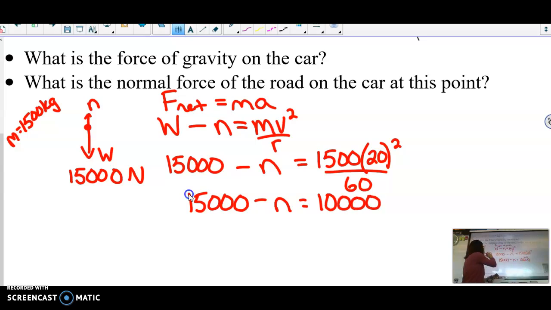That means the normal force and the weight are going to be different by a total of 10,000. So that means the normal force is only 5,000 newtons. It is significantly less. And again, that's why you might fly out of your seat just a little bit as you go over the car, or as the car goes over the hill.